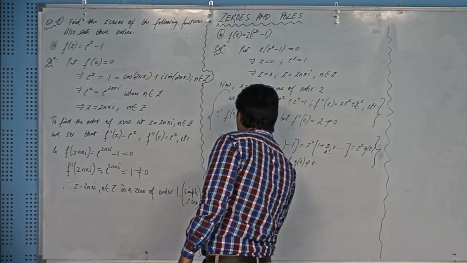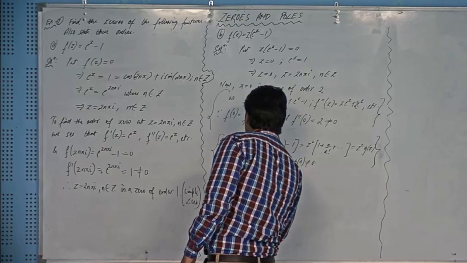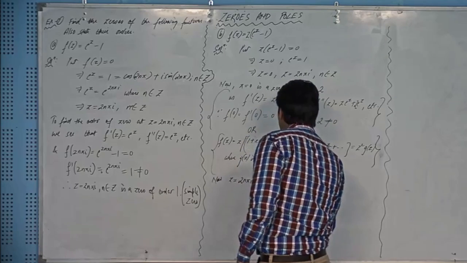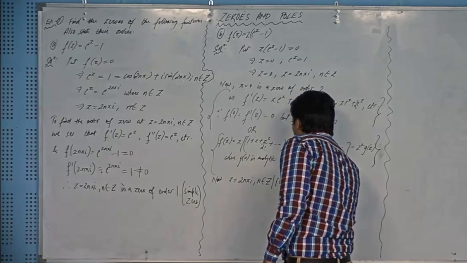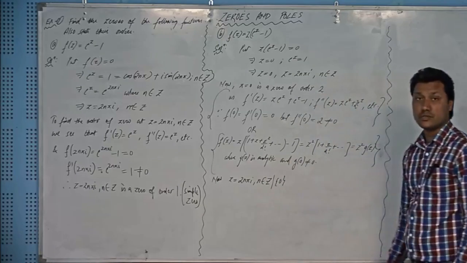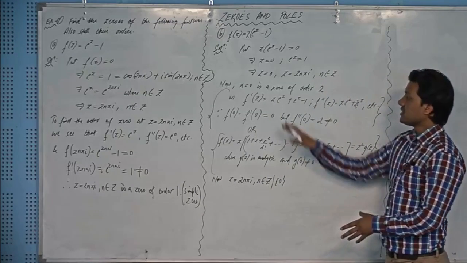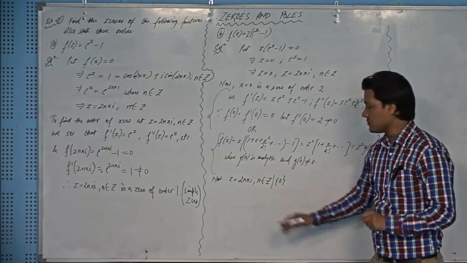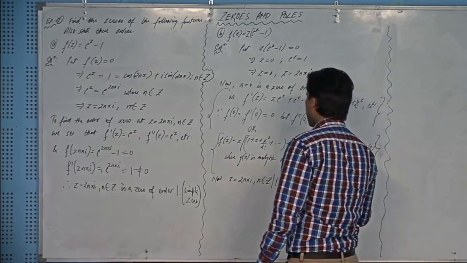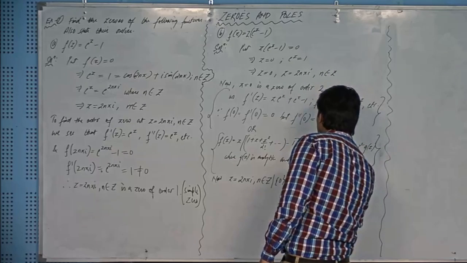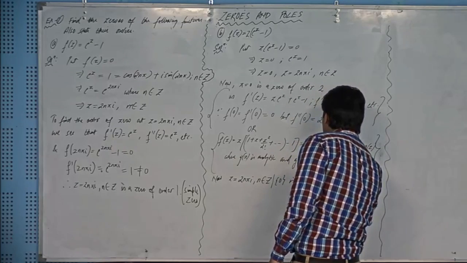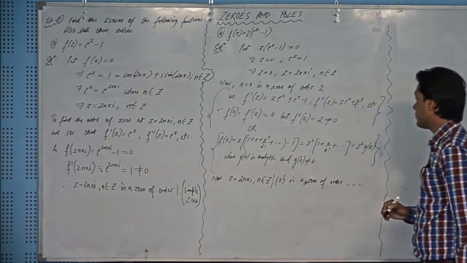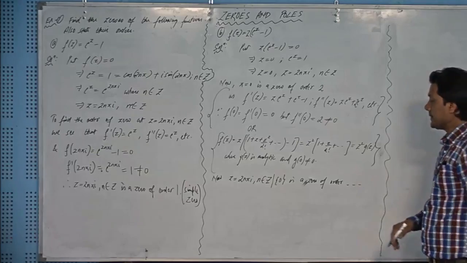Now z is equal to 2n pi iota, where n is any integer other than 0. It means you have deleted 0 because you have considered that case separately already, right? So this time I will be taking an integer which is non-zero. It is a zero of order, I will leave that blank, we will see what its order is, okay?